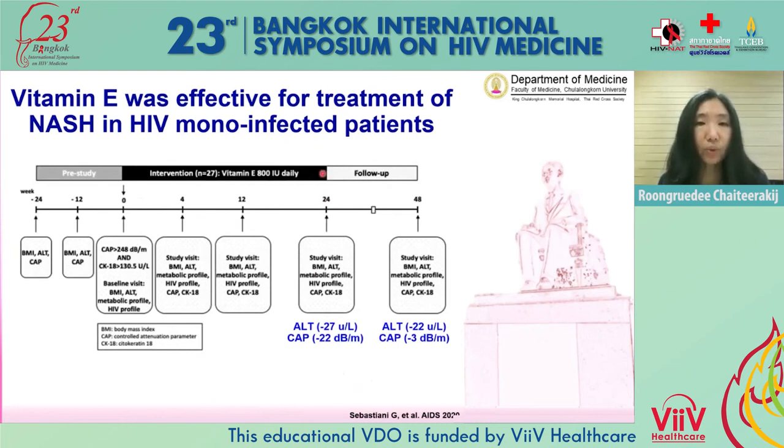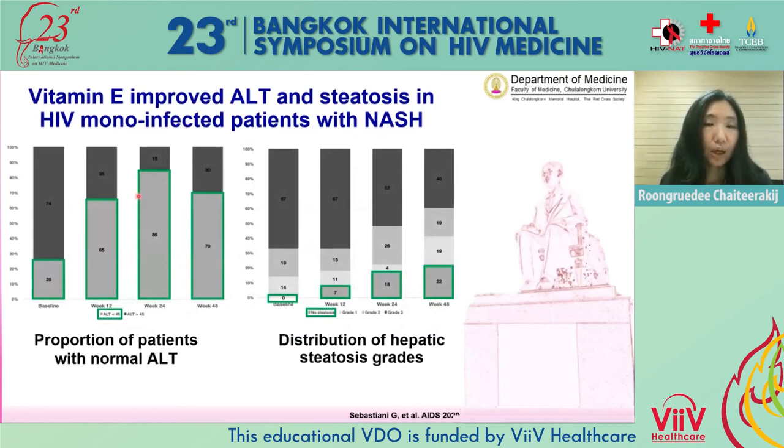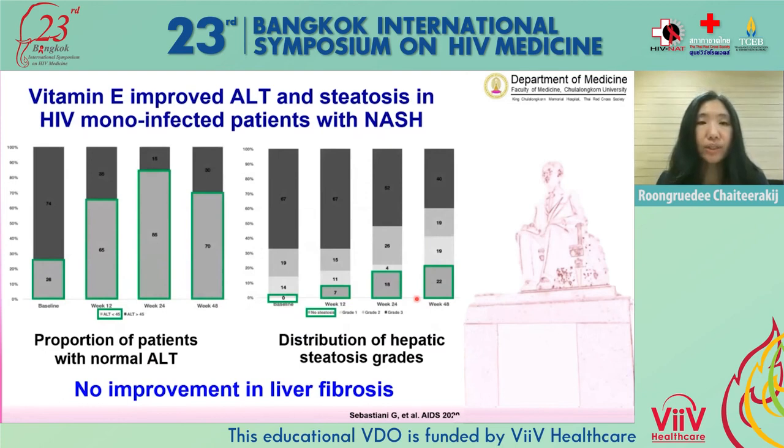At the end of treatment at 24 weeks, the ALT decreased and CAP decreased. At follow-up, the proportion of patients with normal ALT increased over time. Similarly, in the distribution of hepatic steatosis, the patients without hepatic steatosis, or with reversion of steatosis, increased over time after receiving vitamin E. It is important to note that vitamin E can improve steatosis and inflammation, but there was no improvement in liver fibrosis. This might be due to the short duration of the treatment, only 6 months.